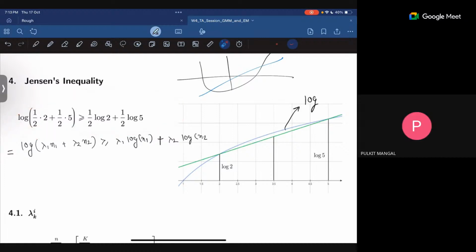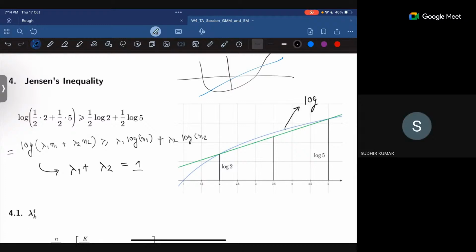Here I have taken some points. For lambda 1 and lambda 2, I have chosen 1 by 2, 1 by 2, and for x1 and x2, I have chosen 2 and 5. Those are the lambdas. There's one more condition: this lambda 1 plus lambda 2 should also sum to one.